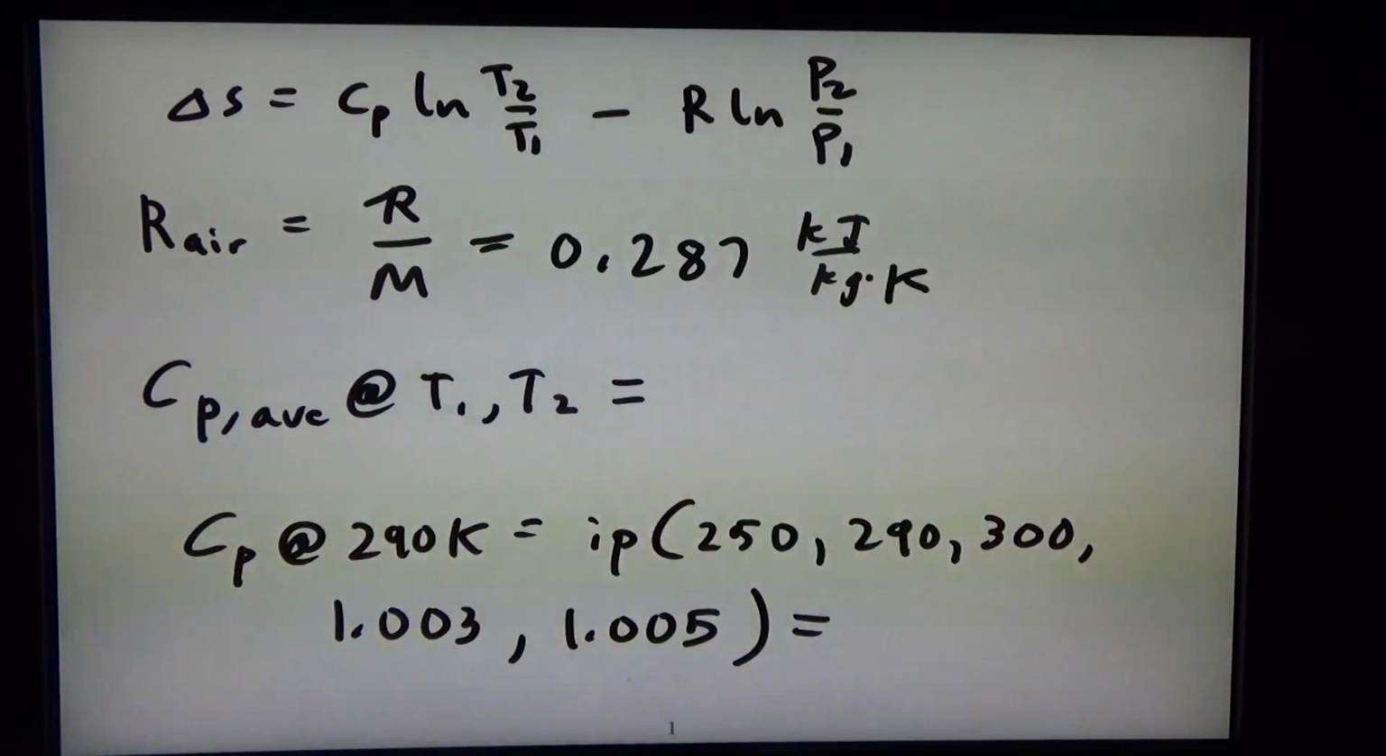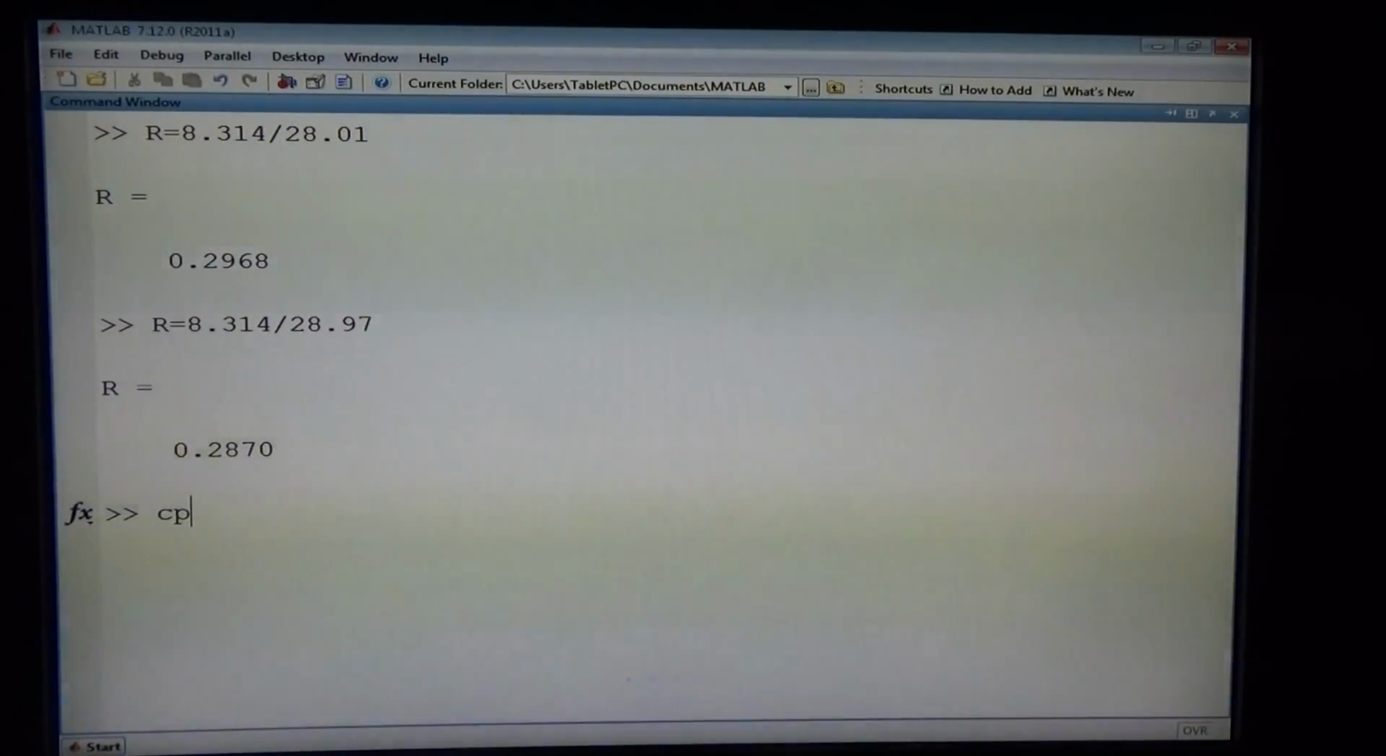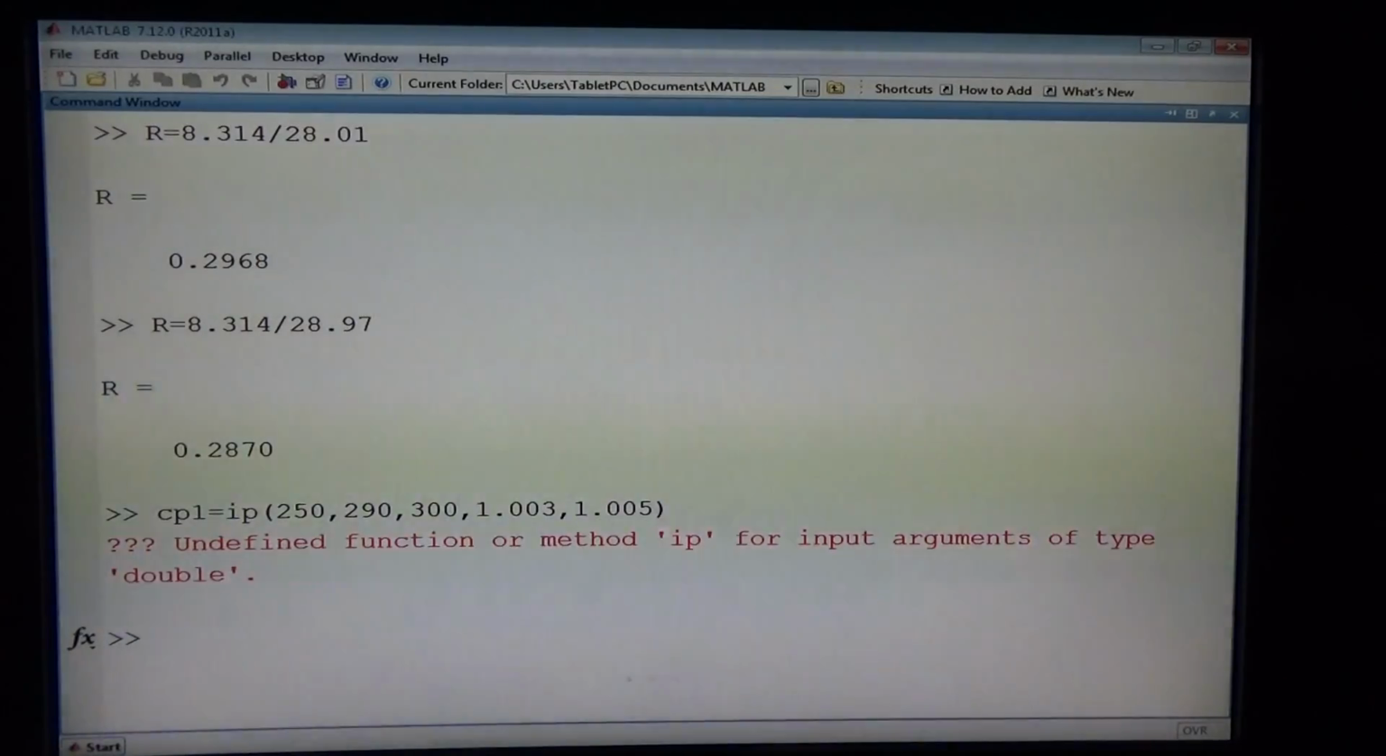And then for specific heat at 290, we'd interpolate 250, 290, 300, 1.003, and 1.005. So there's C sub P at 290. Hang on, I have to change my folder to do interpolation.